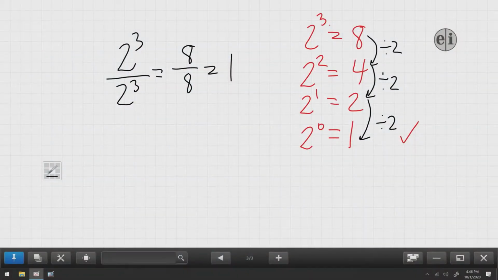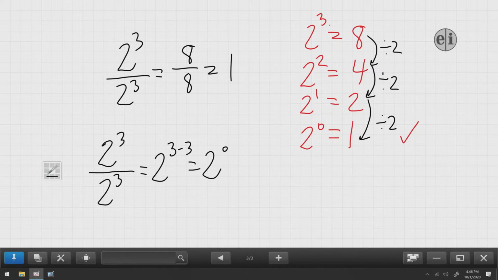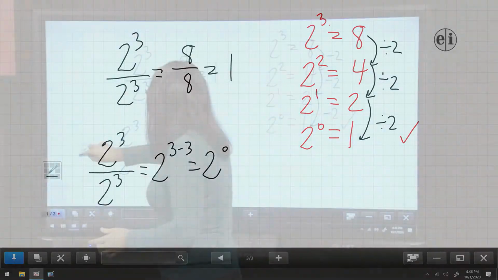Well, then we had another rule we talked about. When you divide the same base, you subtract, right? So you're subtracting out the copies. Well, 3 minus 3 is 0. So if we remove 3 copies, we have 0 copies left. And if we have 0 copies left, we have a bunch of 1s. It all ties together.